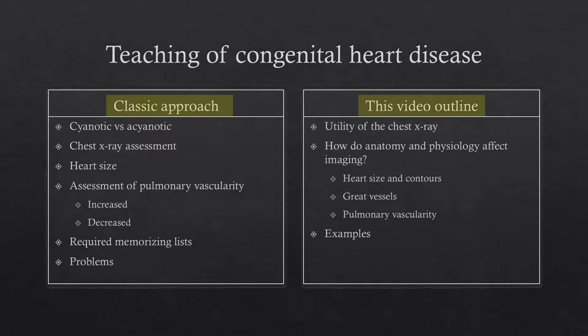Instead, this video will go into a discussion of the chest X-ray in imaging congenital heart disease, as well as an introduction to assessing three main components with examples: the heart size and contours, the great vessels, and the pulmonary vascularity, and how congenital heart disease with altered anatomy and physiology may affect these features. We will begin with a discussion of the utility of the chest X-ray.